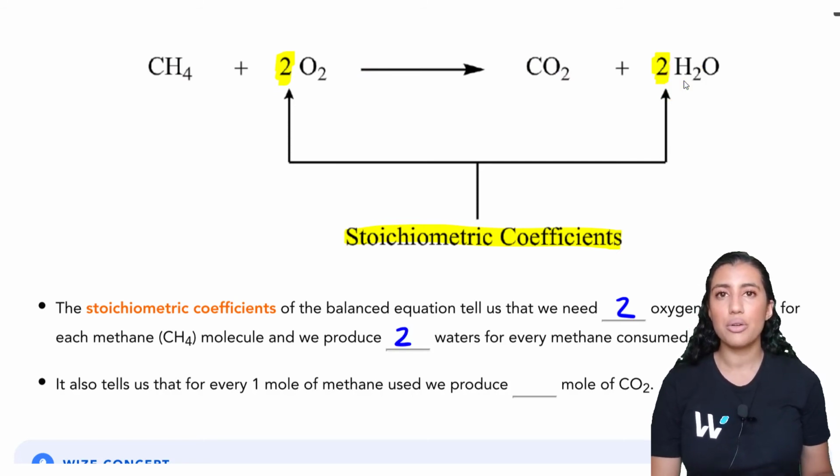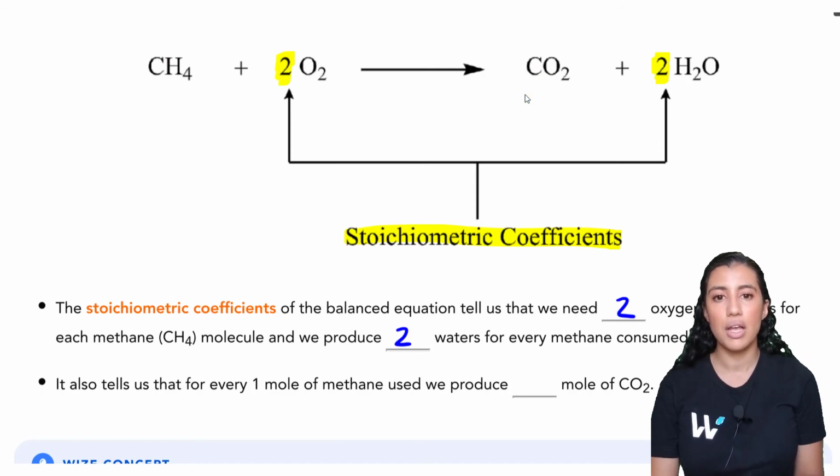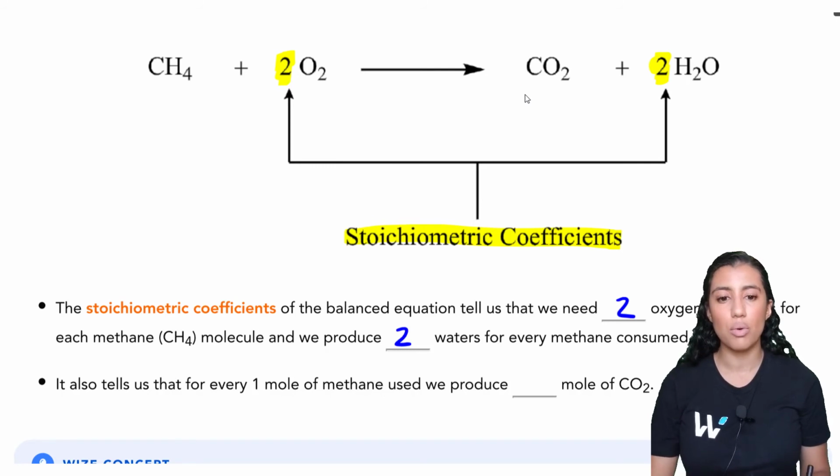Okay, stoichiometric coefficients also tell us about the ratio of moles needed. So for every 1 mole of methane, we would produce how many moles of carbon dioxide. If you have 1 mole of methane, you're going to get 1 mole of carbon dioxide, since there's nothing written there. We say that it's like an invisible 1. So you're getting 1 mole of carbon dioxide.